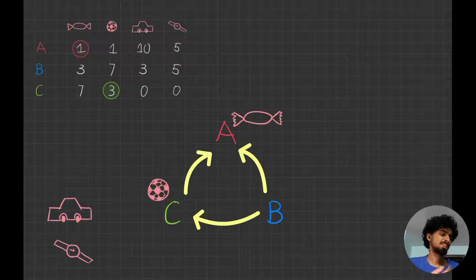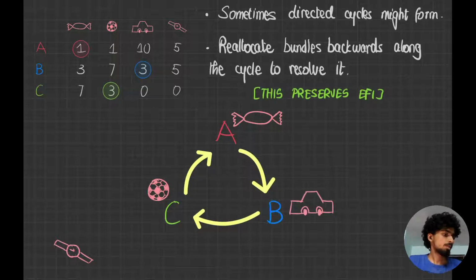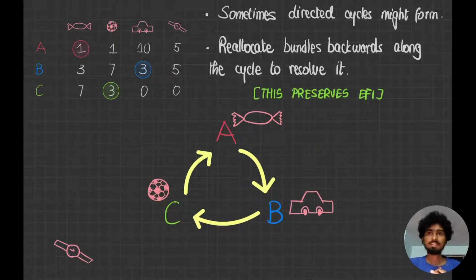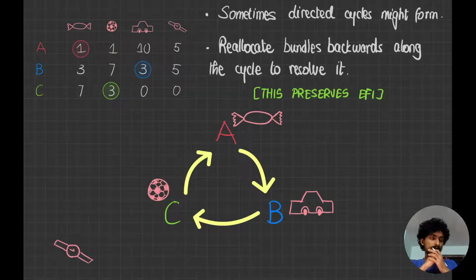Let's say you give the ball to the child. Now the boy has nothing, so the boy is going to envy the other two people. The boy is a source vertex in this graph. Nobody envies the boy, so give the boy some unallocated item. Let's say the car. Now you have an interesting situation where there's a cycle present in the envy graph.